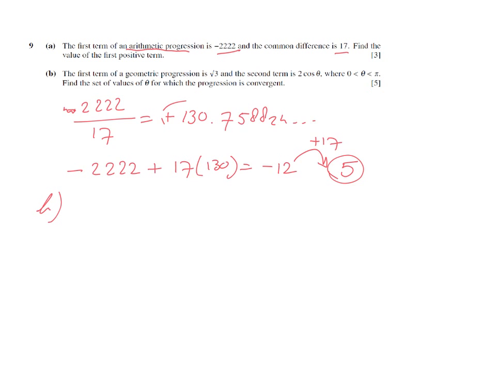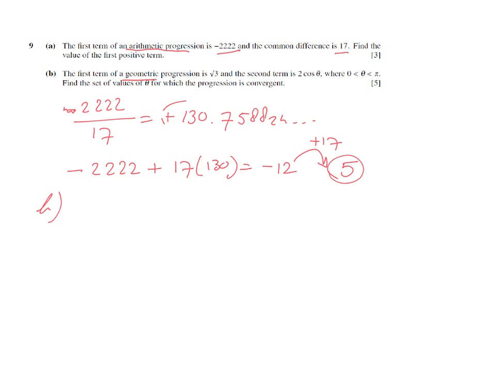Now question B, what does it say? The first term of a geometric progression, so that's geometric, with a common ratio, is square root of 3, and the second term is 2 cosine theta, where theta lies between 0 and pi. Interesting. Okay, find the set of values of theta for which the progression is convergent. So when it approaches a particular number where it has a limit.